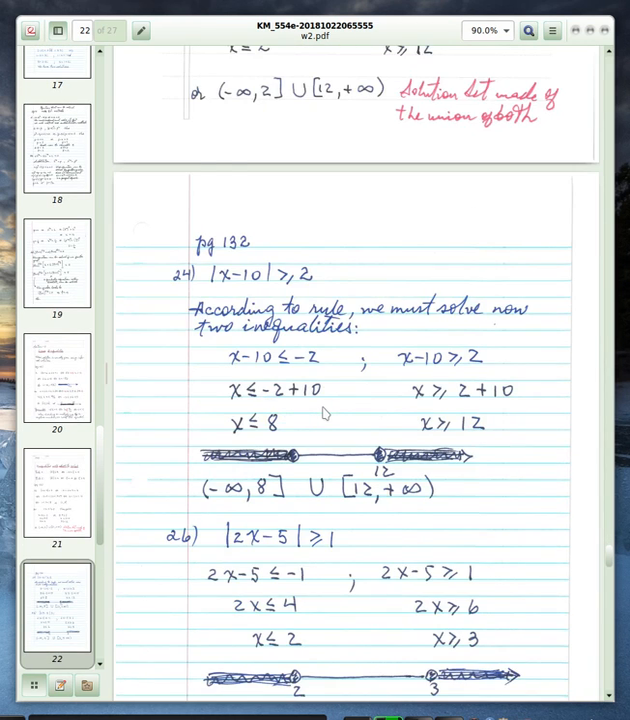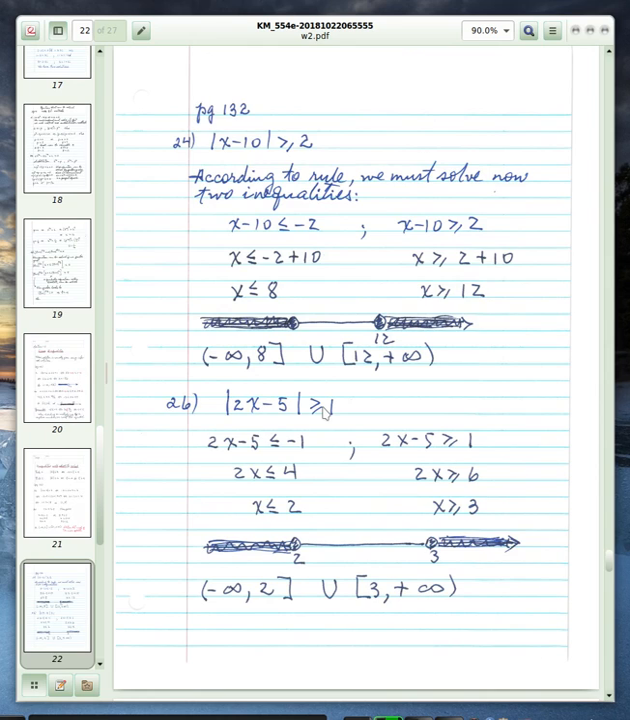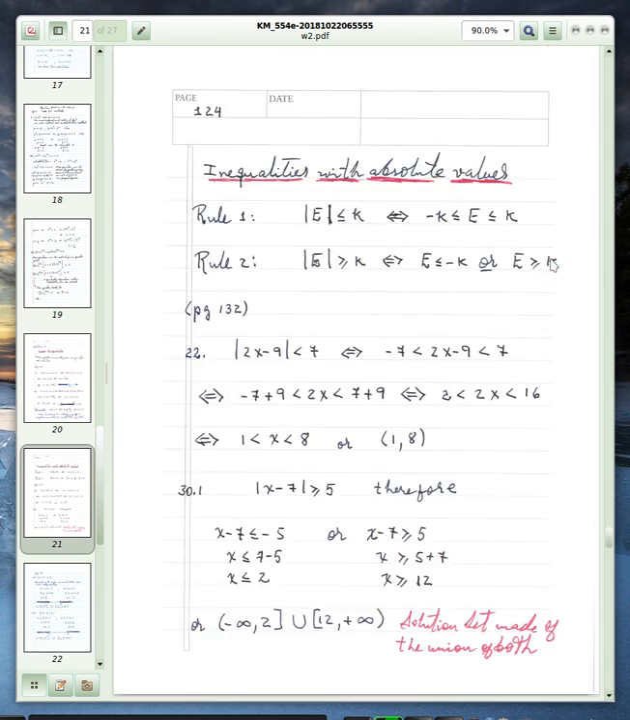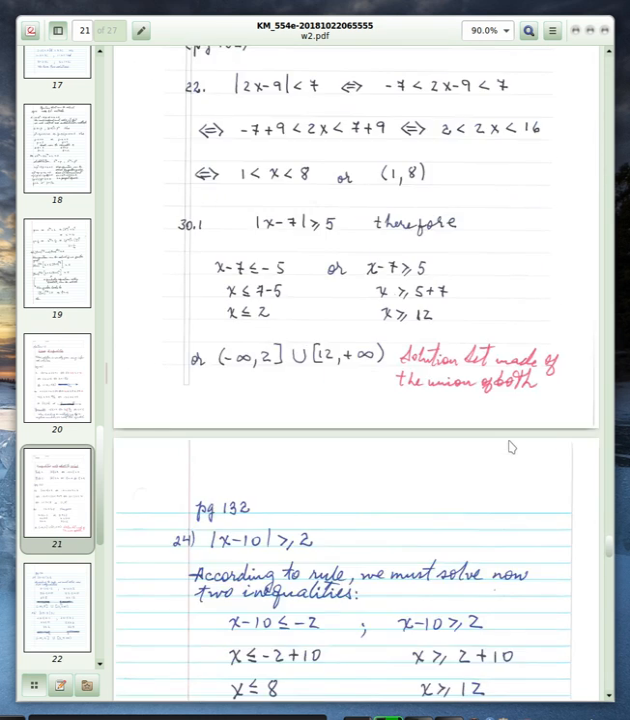Problem 24 on page 132, and 26. Here you have it. In both cases, according to the rule, since it is absolute value greater than or equal to a number, I use the rule that requires separating and solving two different inequalities. I think it is rule number 2. Let's see. Yes, rule number 2.